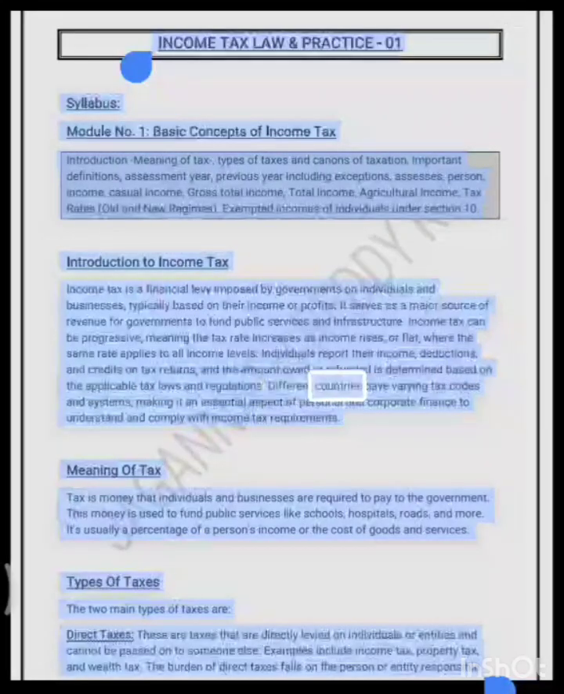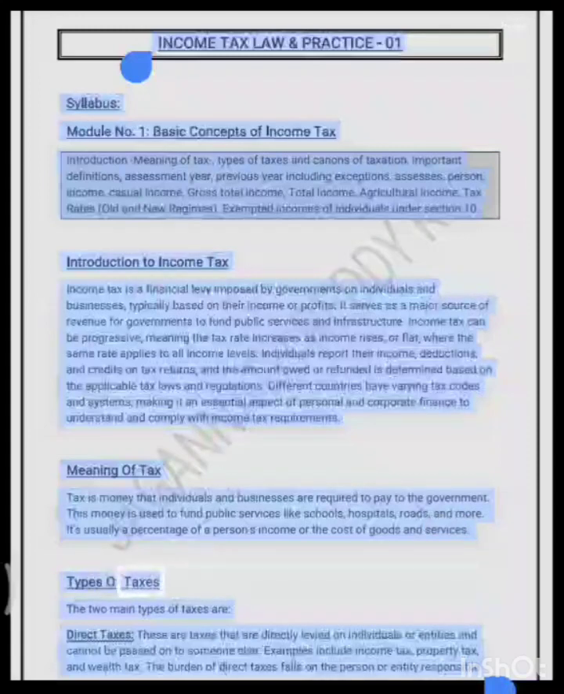Different countries have varying tax codes and systems, making it an essential aspect of personal and corporate finance to understand and comply with income tax requirements. Meaning of tax. Tax is money that individuals and businesses are required to pay to the government. This money is used to fund public services like schools, hospitals, roads, and more. It's usually a percentage of a person's income or the cost of goods and services.